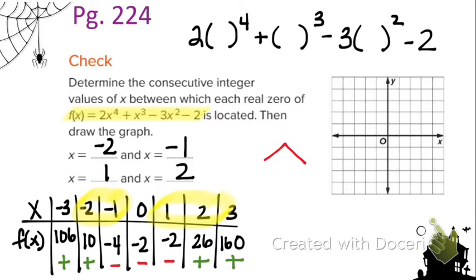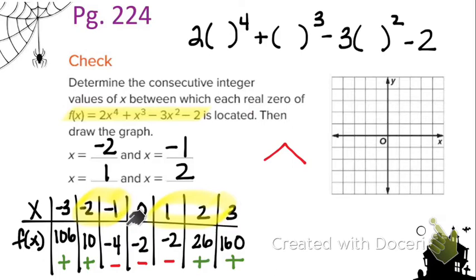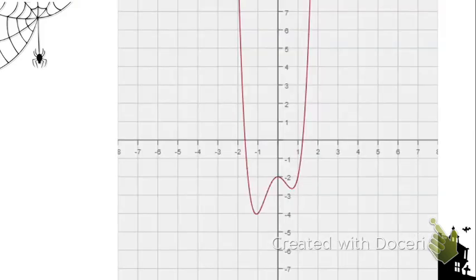All right. So the second thing, and this is what the graph looks like. This is the graph of that last function that we just typed in our numbers for, 2x to the 4th plus x cubed minus 3x squared minus 2. And you can see that we were right. See how my first x-intercept is somewhere between -1 and -2. Looks like it's a little closer to -2. We don't know exactly what it is, but we're not focusing on that right now. What we're focusing on is approximately where it is.